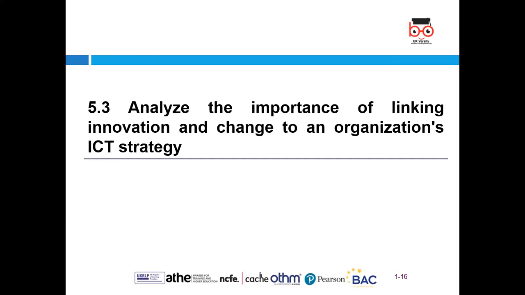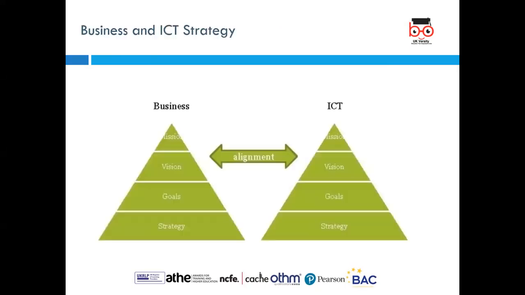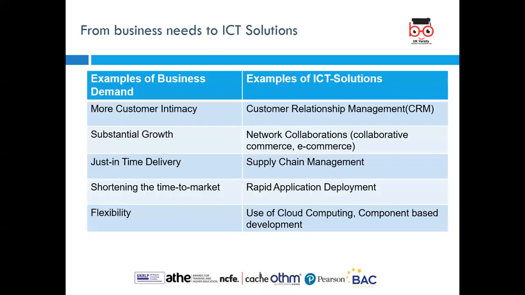Now we're going to analyze the importance of linking innovation and changes to an organization's ICT strategy. When it comes to strategy, we know businesses have to work closely with ICT, and they need to follow the same process in order to align. As we can see, the structure is the same. There's no type of variation.